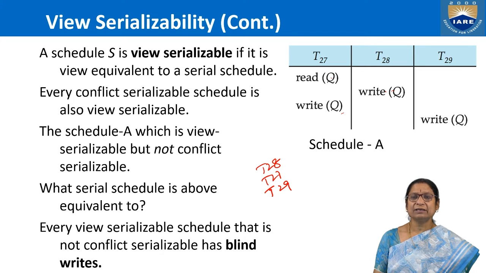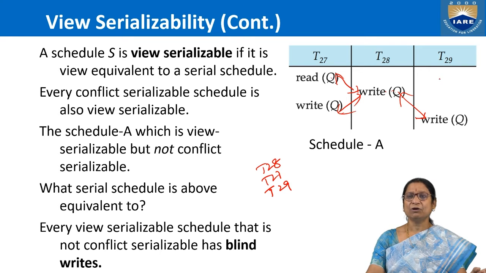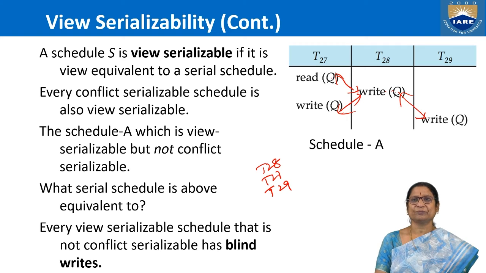So an equivalent serial schedule cannot be produced for schedule A. That's why these are not conflict equivalent. Observe that schedule A is not conflict equivalent because we are not able to interchange any pair of these instructions. These are the possible pairs of instructions to be interchanged, but all of them are conflicting instructions which cannot be interchanged. So an equivalent conflict serial schedule cannot be produced, and that's why it is not a conflict serializable schedule.